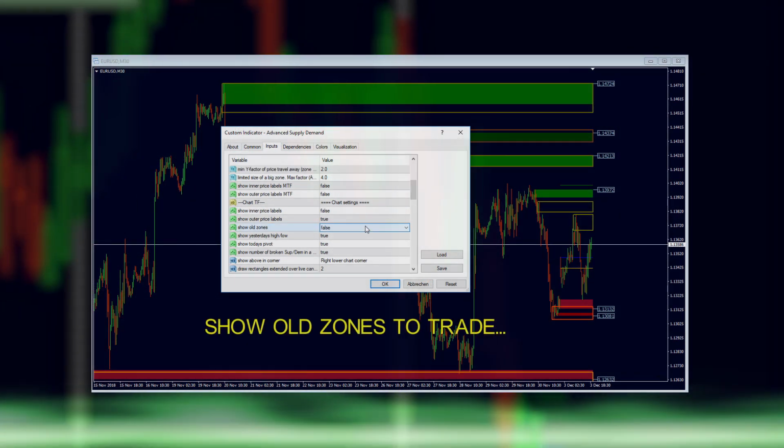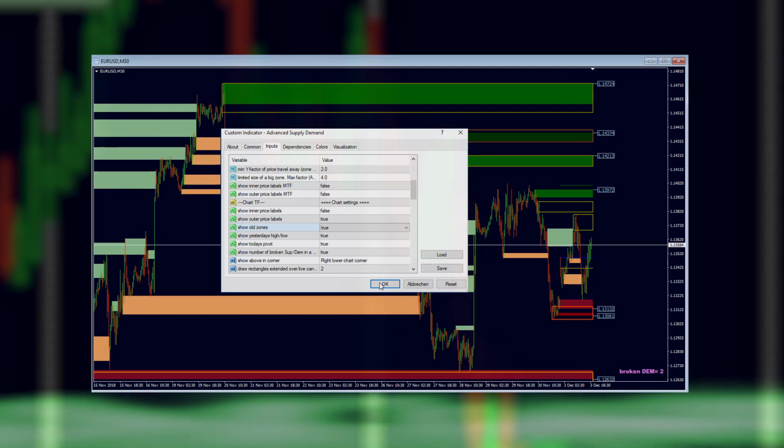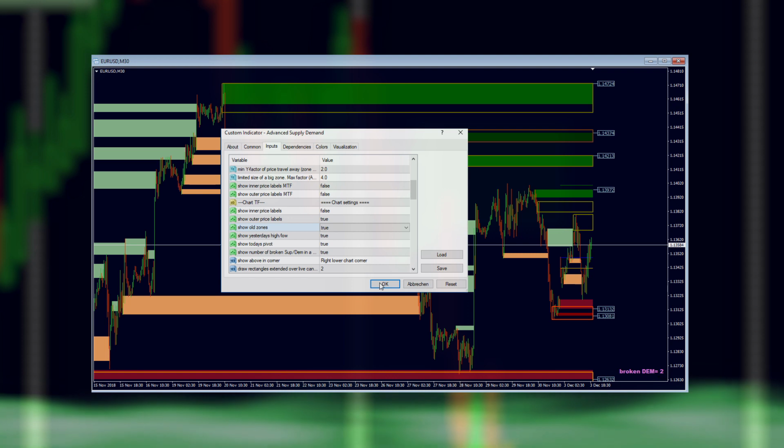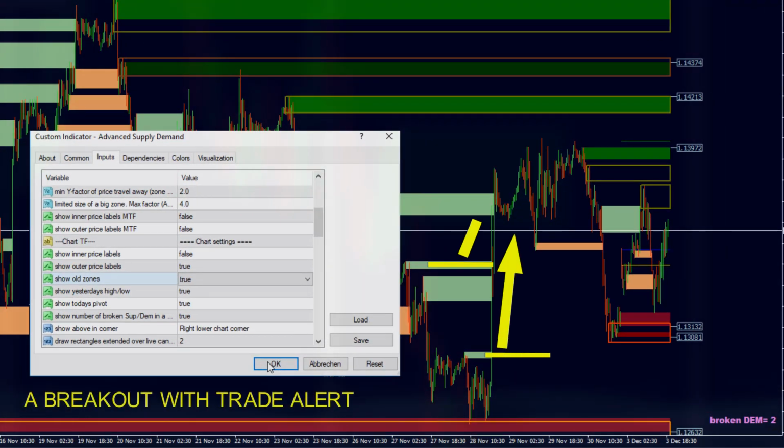Show the old zones and receive alerts when zones are broken. Trade breakouts when price cuts through a zone in a single candle, like a hot knife through butter. The advanced supply and demand indicator helps a trader develop patience, making it easier to wait for the best setups.